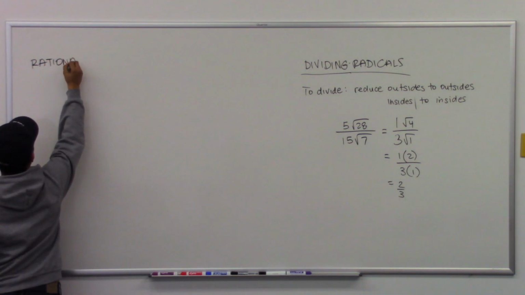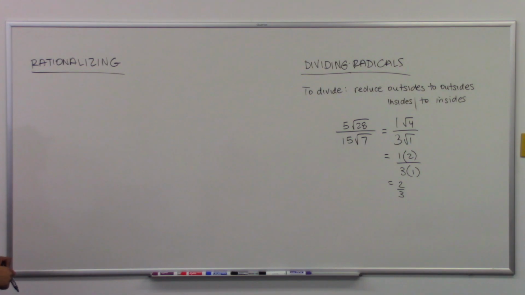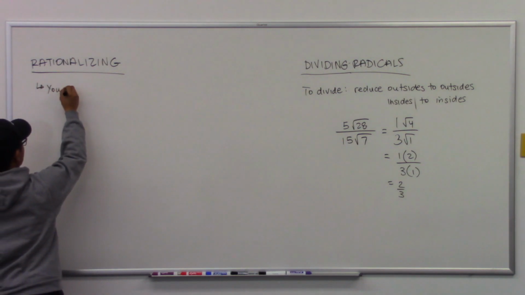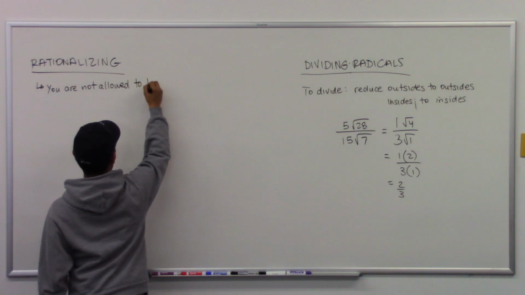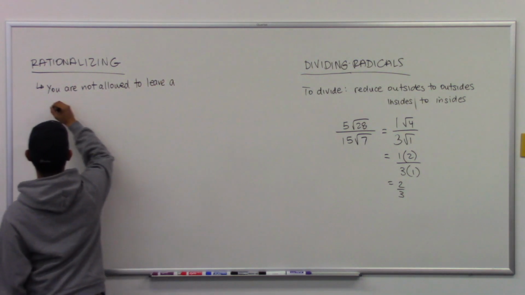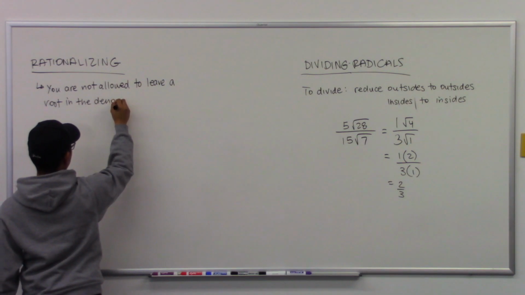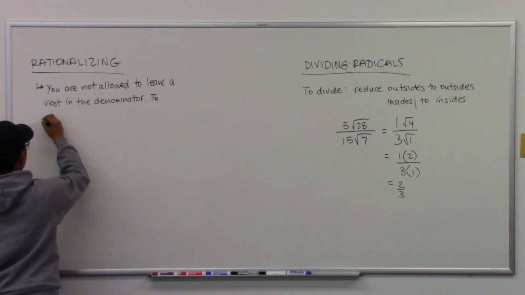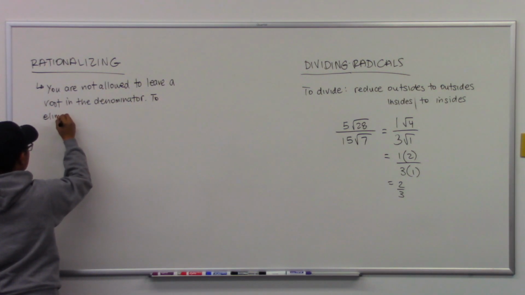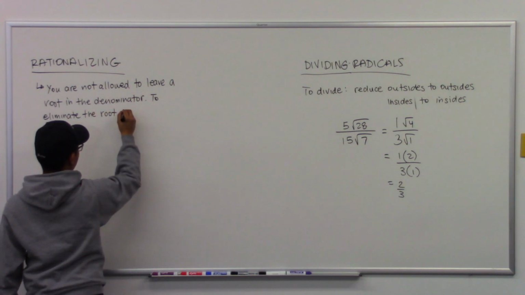Rationalize. So the last thing. It's definitely one on your test. You are not allowed to leave a root in the denominator. To eliminate the root, rationalize.